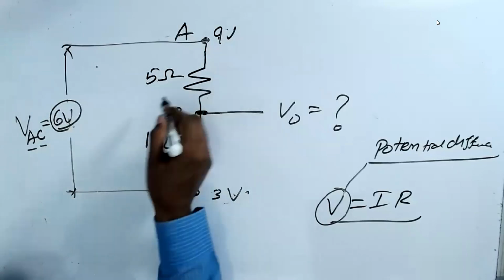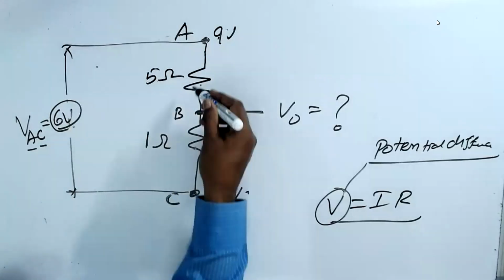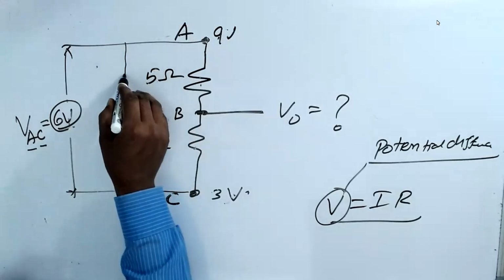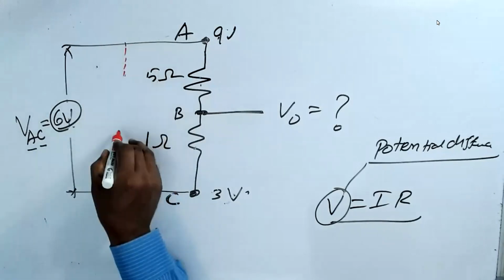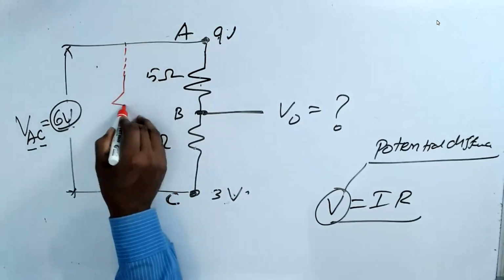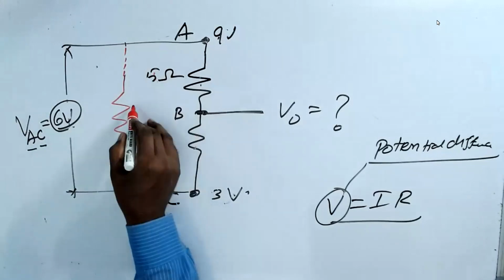Now, what is the resistance here? Both are connected in series. So the equivalent resistor, let me draw it in a different color, is 5 plus 1, 6 ohm.